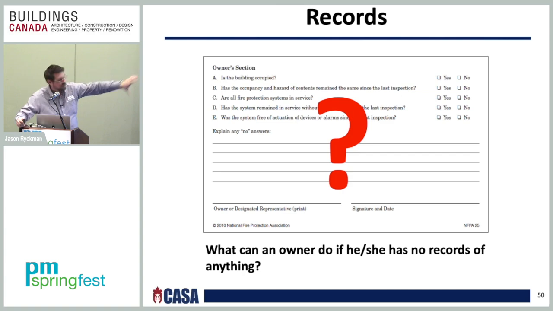Now it comes to records. This is where the owner or owner's representative really needs to pay attention, because this can cost you a lot of money, guys, a lot of money. So this becomes a very difficult and potentially very expensive problem.